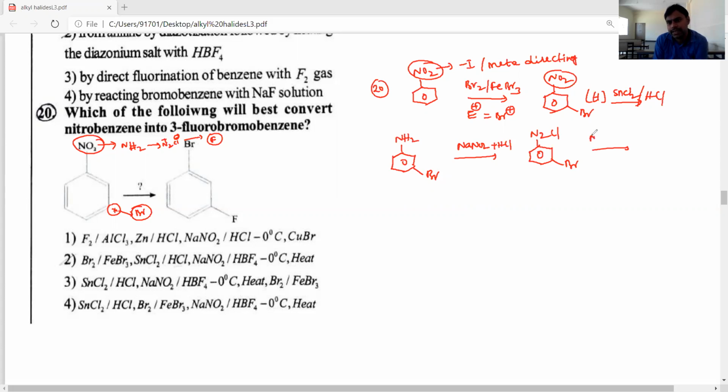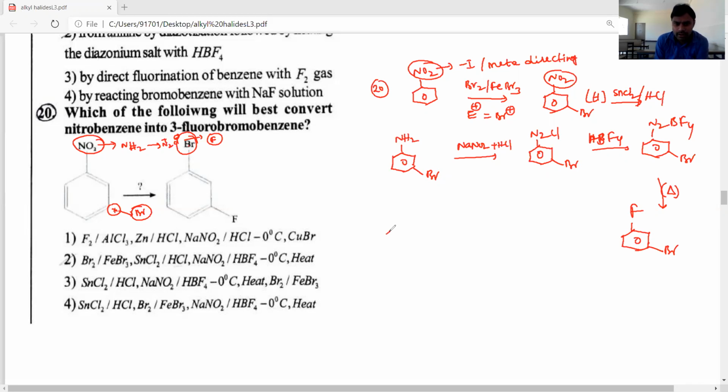Then it is treated with HBF4, forms N2BF4 as the product, and at the meta position bromine is as it is. This on heating produces the major product, fluorine and bromine. Okay, so don't get confused. Here bromine is given upside, which means NO2 cannot be converted into bromine.